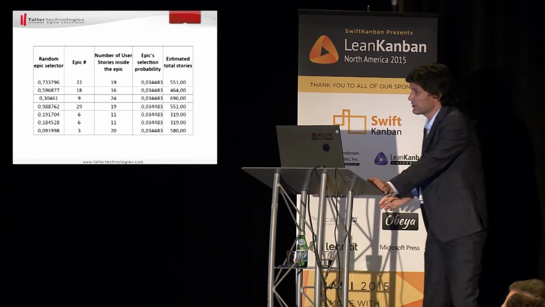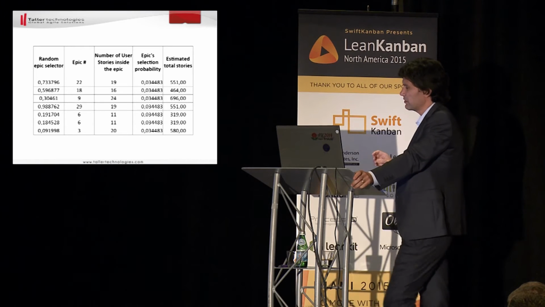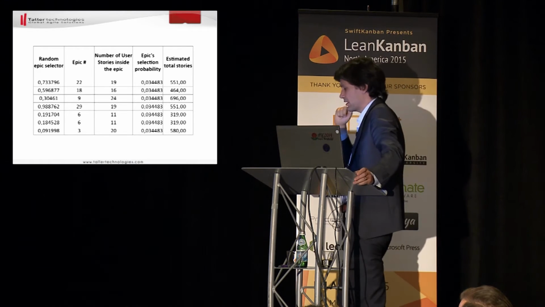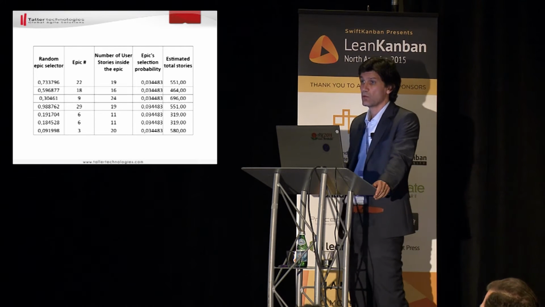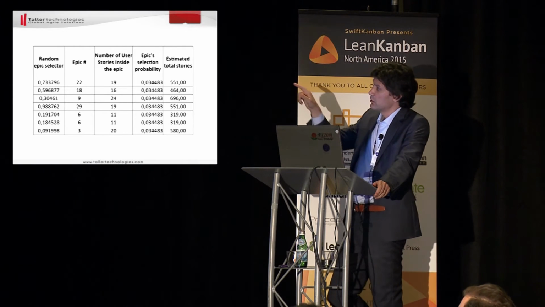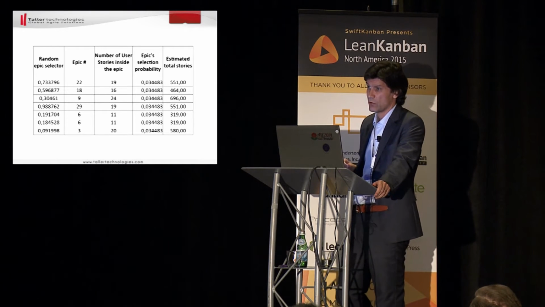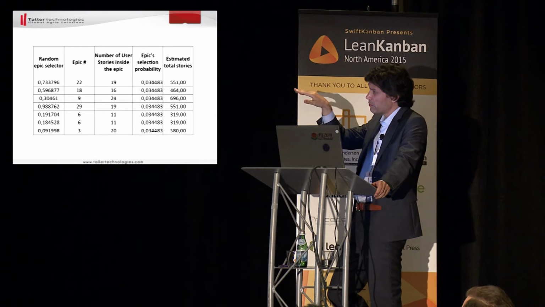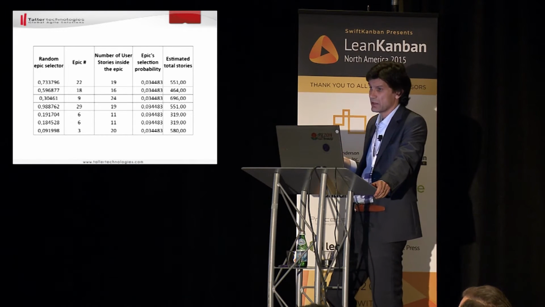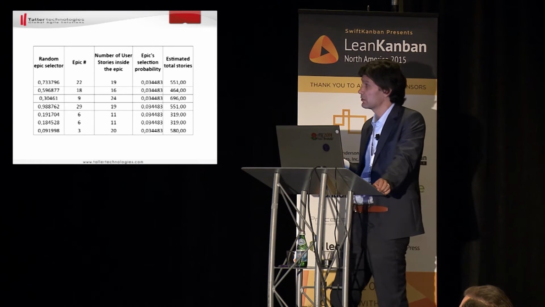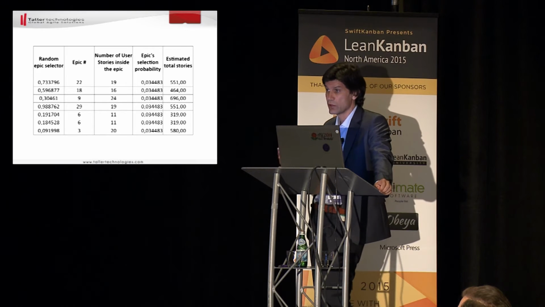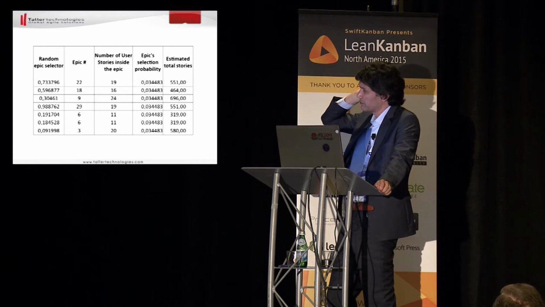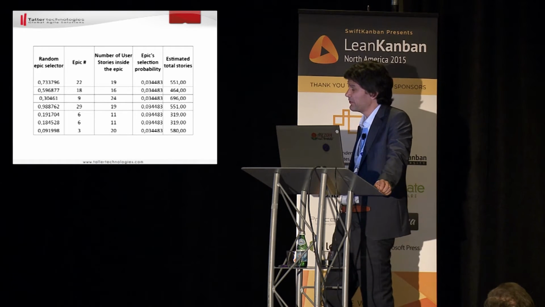So here is the calculation again, just for you to grasp it. It needs some practice with Excel, but anyway. In the left-hand column, we have the random epic selector. This is the random number that will return us one epic out of 29. The second column is the number of the epic that was actually randomly selected. In this case, in the first row, it is epic number 22. And then we break down the epic into user stories, and it turns out that this epic has 19 user stories, using our methodology for breaking things down. And the epic selection probability is calculated using the formula I showed before. And our first estimate is 551 user stories in the project.